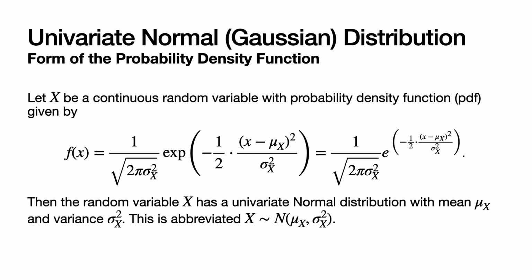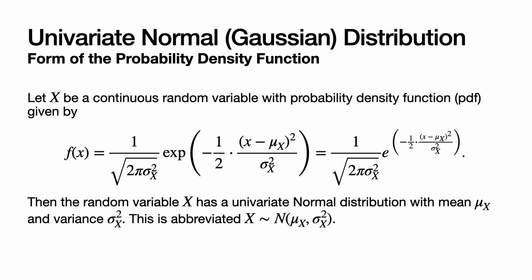So we'll start off by looking at the univariate normal distribution. Let X be a continuous random variable with probability density function, or PDF, given by the following expression. f(x) equals 1 over the square root of 2 times pi times the quantity sigma squared sub x, all of that times the exponential function evaluated at -1/2 times the square of the difference between the function argument x and a quantity mu sub x, and then we divide that squared difference by this quantity sigma squared sub x.